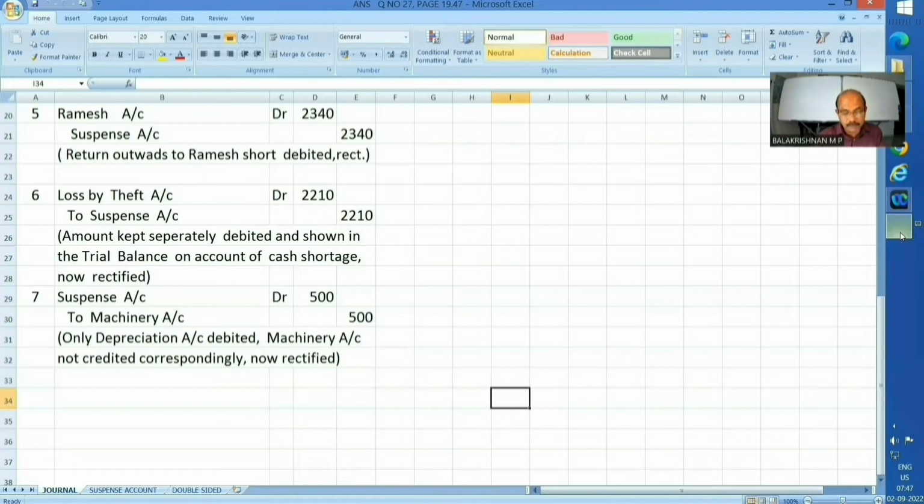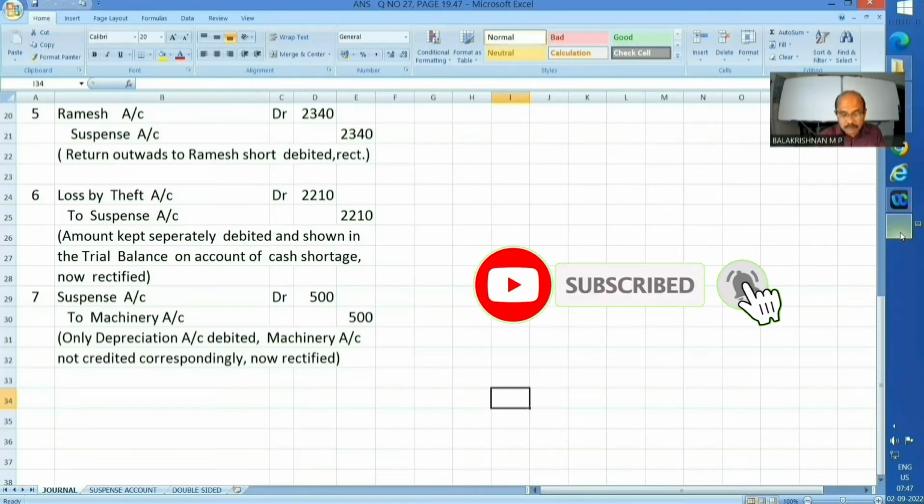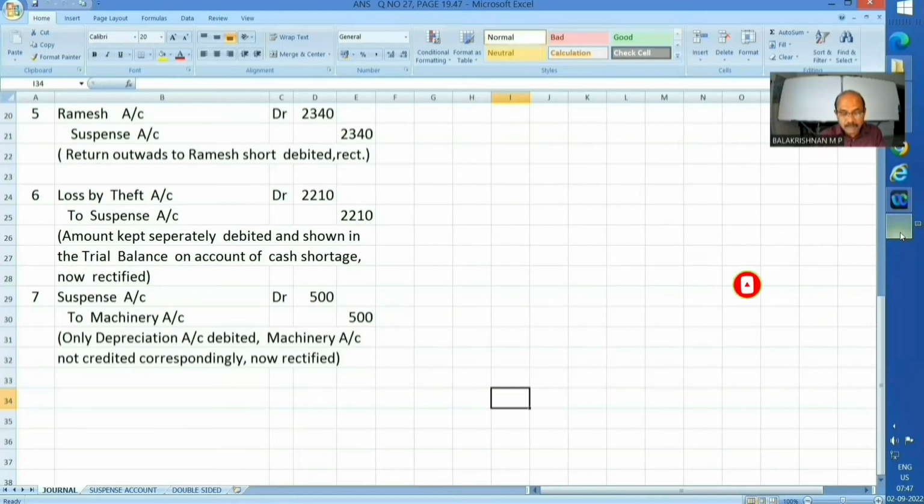Next one. Goods returned to Ramesh for rupees 2,600 was correctly recorded in the return outward book, but was wrongly posted to his account as rupees 260. We know that when purchased goods are returned, it is entered in the day book called purchase return book or return outward book. The entry has been made properly there.